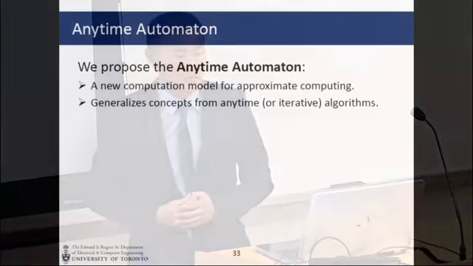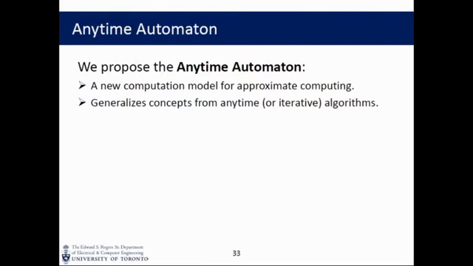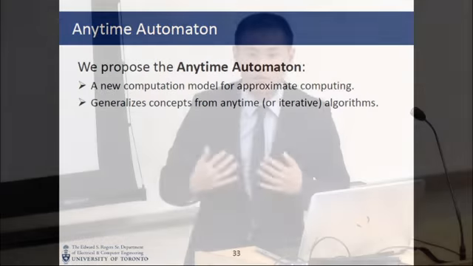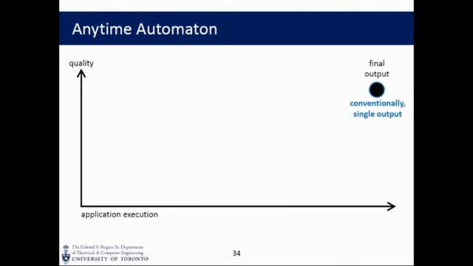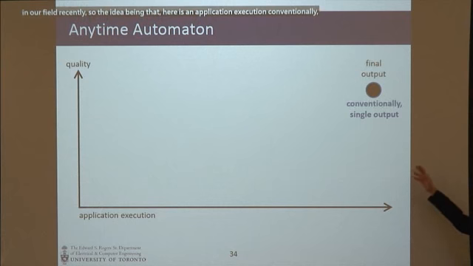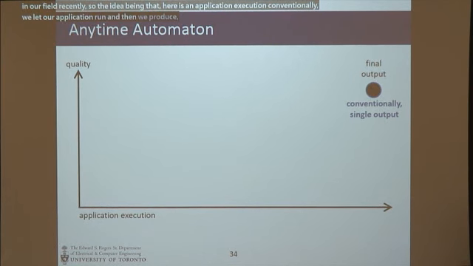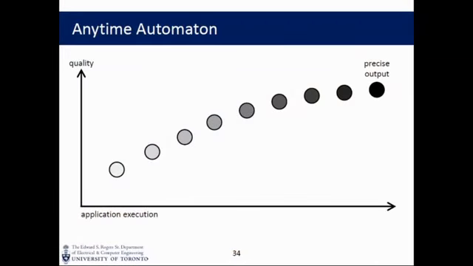So for this, I propose the anytime automaton. It generalizes concepts from anytime or iterative algorithms to make sense of all the ad hoc approximate computing techniques that have been proposed in our field recently. So the idea being that here I'm showing application execution. Conventionally, we let our application run, and then we produce one output at the end of our application, which is the precise result. However, in the anytime automaton, the idea is to produce intermediate results along the way with increasing quality over time.